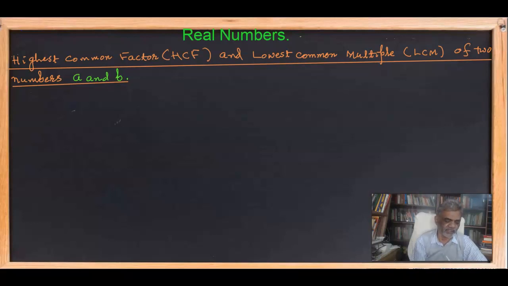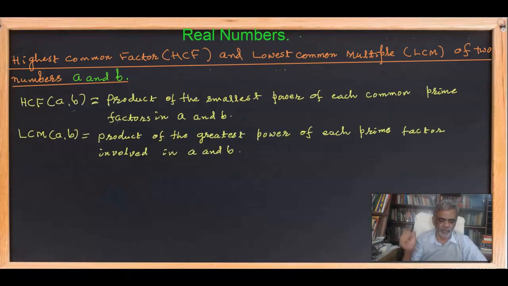Now we define HCF and LCM by using the prime factor theorem, that is the fundamental theorem of arithmetic. Now HCF of A and B is equal to the product of the smallest power of each common prime factor in A and B. And LCM of A and B is equal to the product of the greatest power of each prime factor involved in A and B.